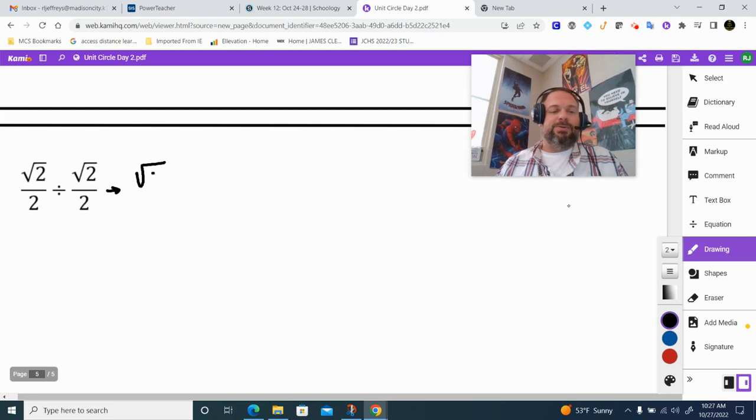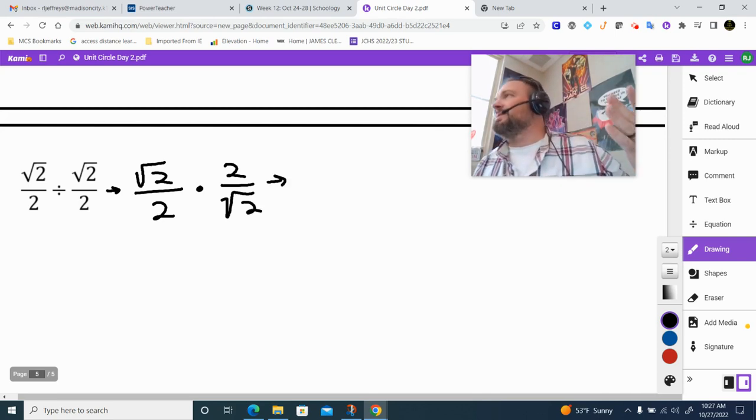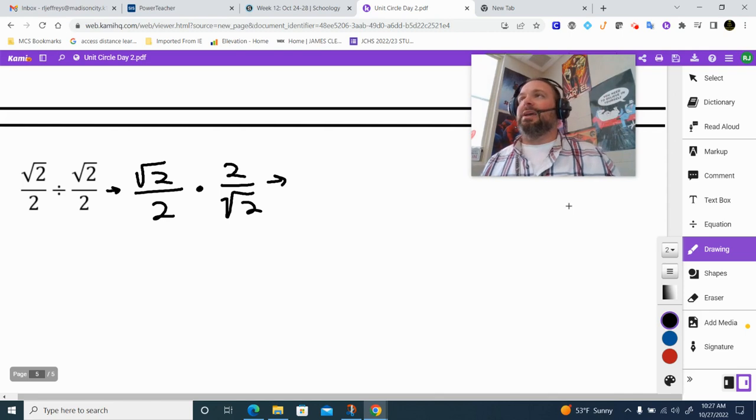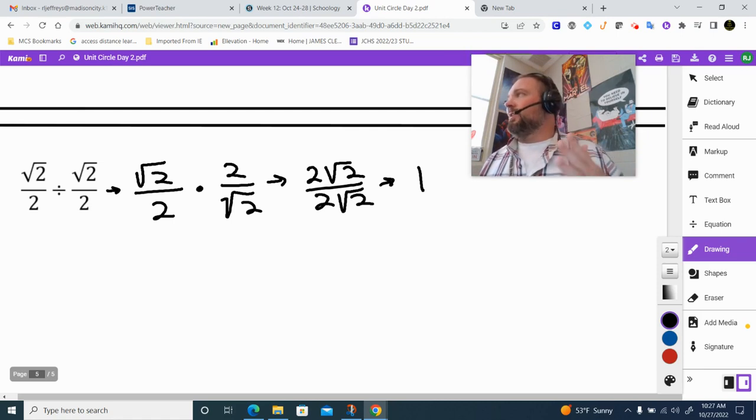Remember, we're going to do keep, change, flip. Now, some of these were kind of obvious yesterday. A lot of these were not very obvious. When you do this, anything divided by itself is 1. So that's where we got a lot of these ones from yesterday.